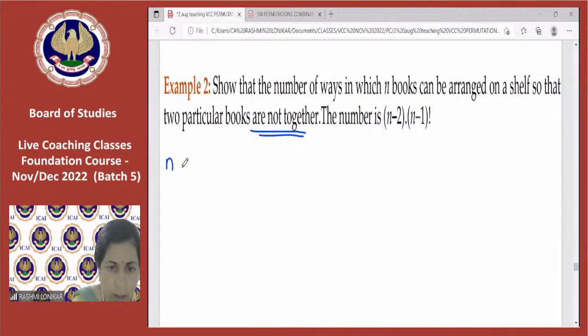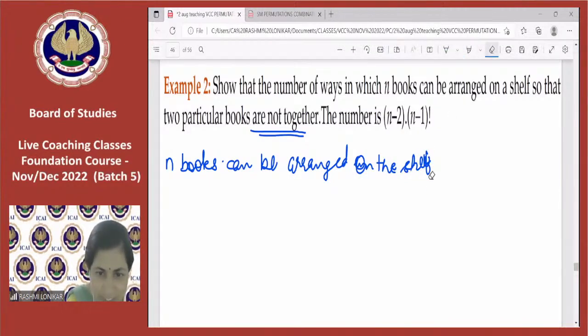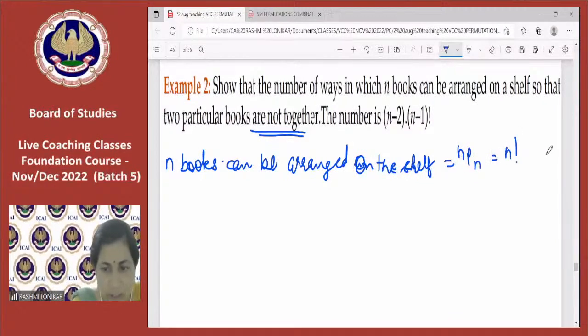So, n books can be arranged on the shelf. Sorry for the spelling, it is SHELF. So how much is this? nPn, which is equal to n factorial.